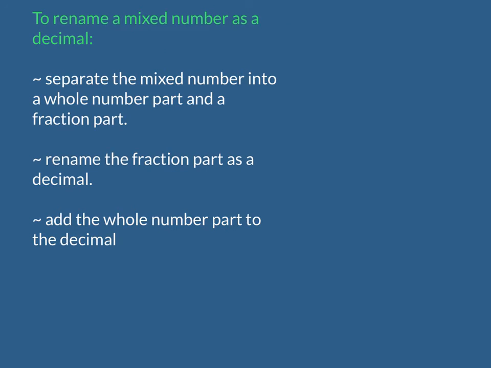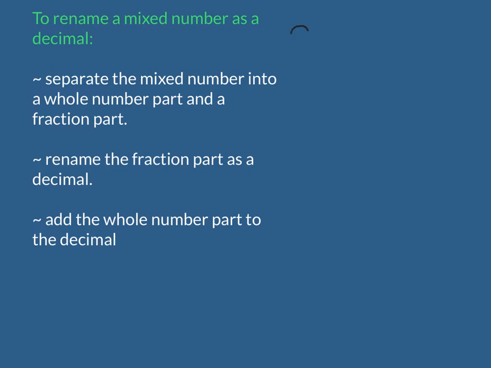Okay, so sometimes we need to rename a mixed number as a decimal. So we'll first separate the mixed number into a whole number part and a fraction part. Then rename the fraction part as a decimal. And then we'll add the whole number part to the decimal. So let's take a look at the example so we can see what that looks like.